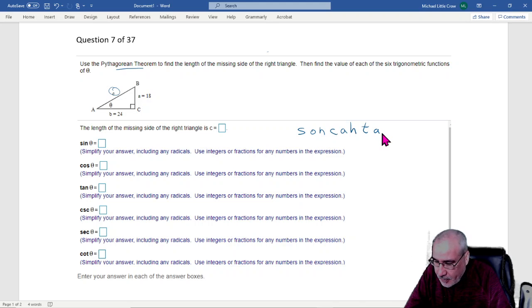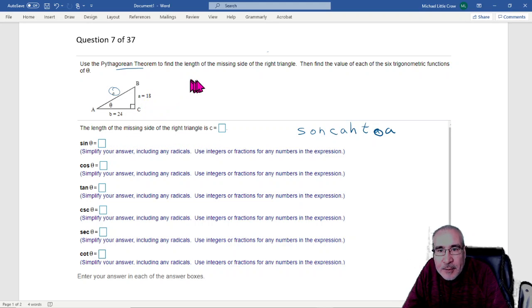adjacent, SOHCAHTOA, TOA. That's why you want to remember that one, SOHCAHTOA. Tangent is equal to opposite over adjacent. Okay, so once we have all the sides, we're in good shape.